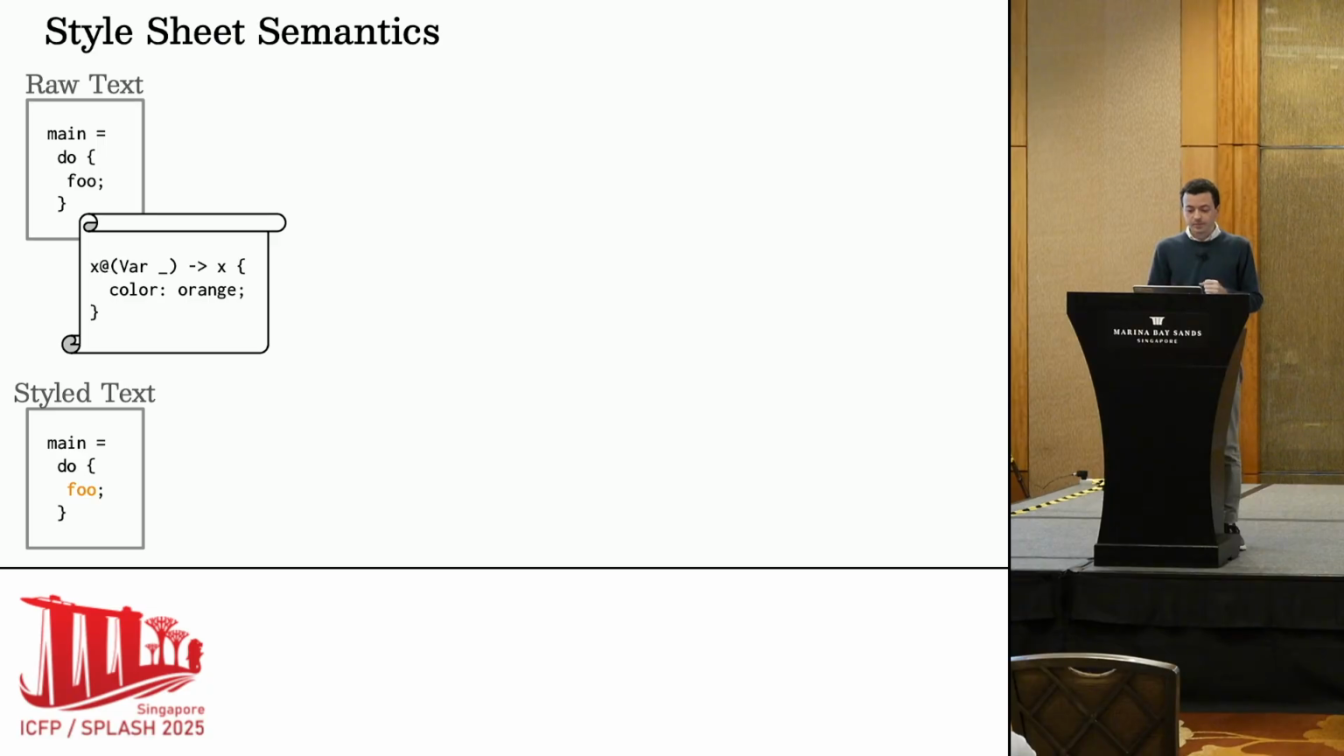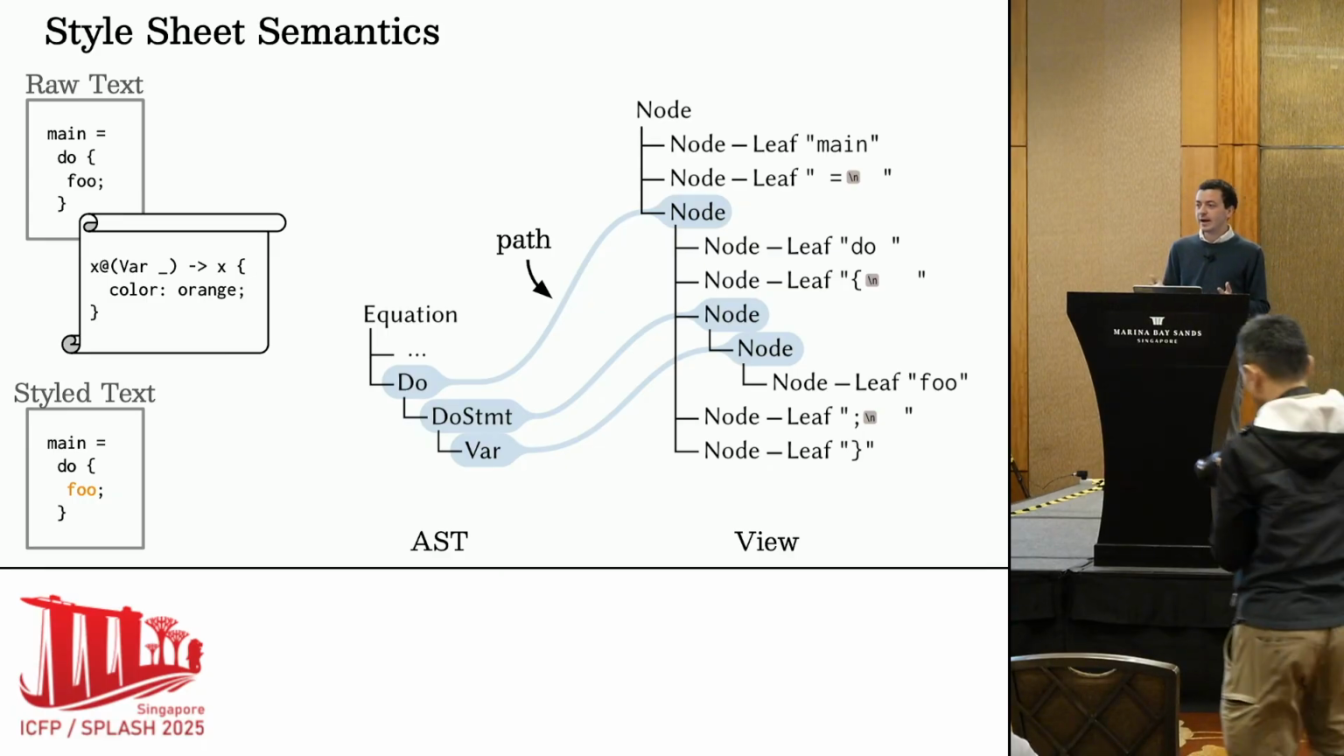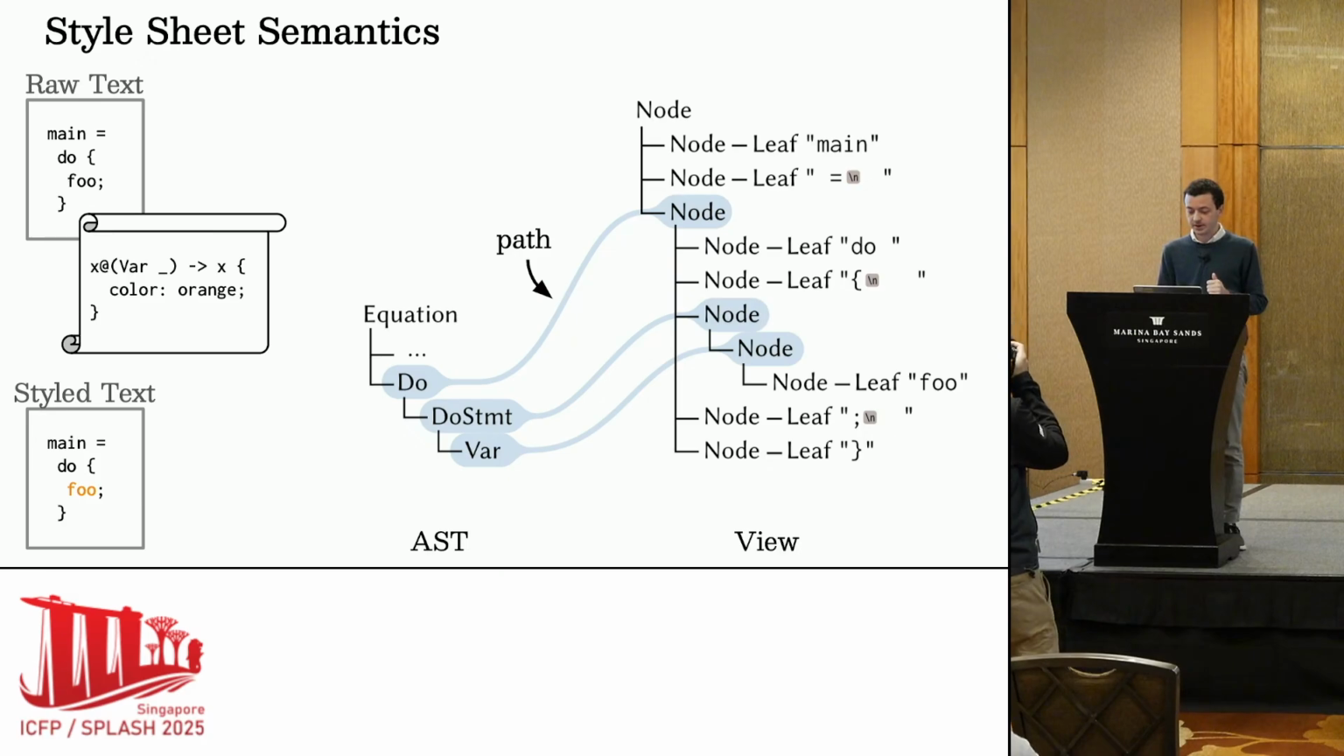OK, but what are the semantics of these style sheets? Let's think of another example where we want to color all variables orange. This is a style sheet that would accomplish that task, where we select all variable nodes in the AST, and then we apply some color property to them. Here we see the AST, and to the right we see a view. And we also see that that view has been enriched with paths, as I described in the last slide.